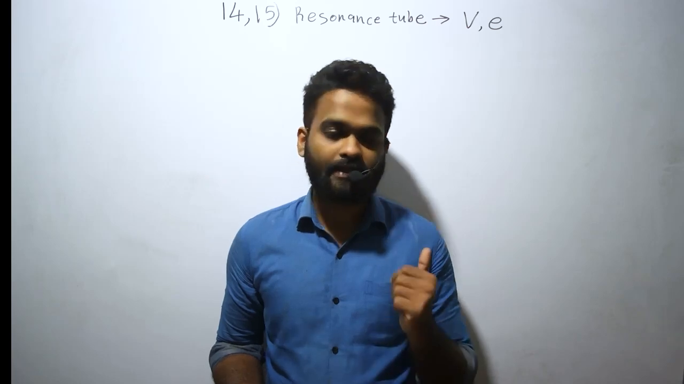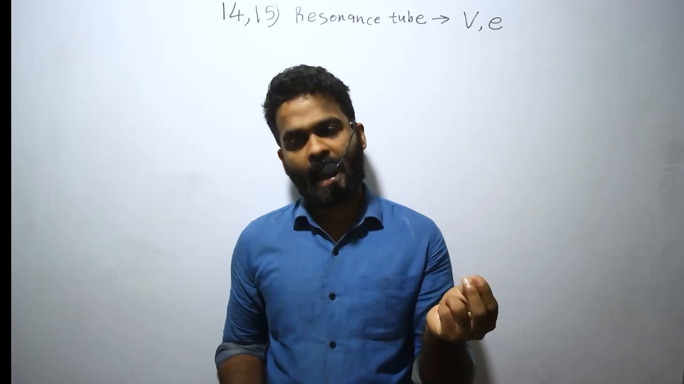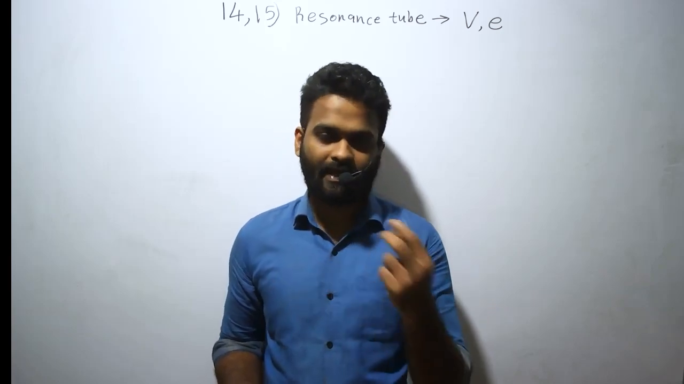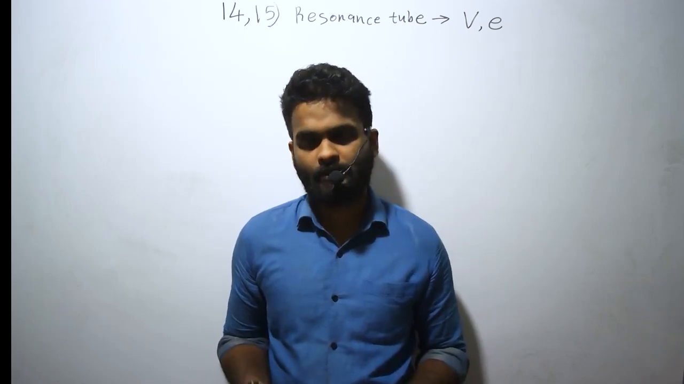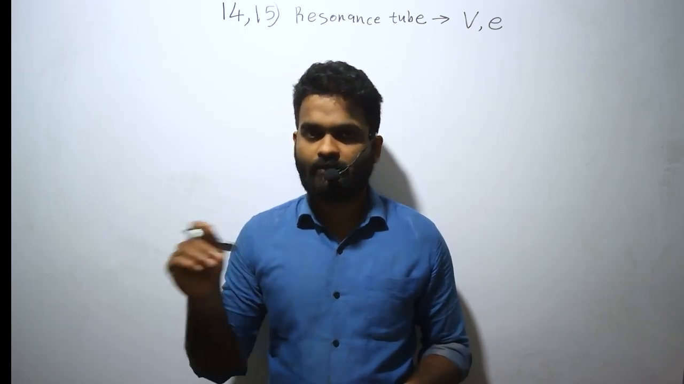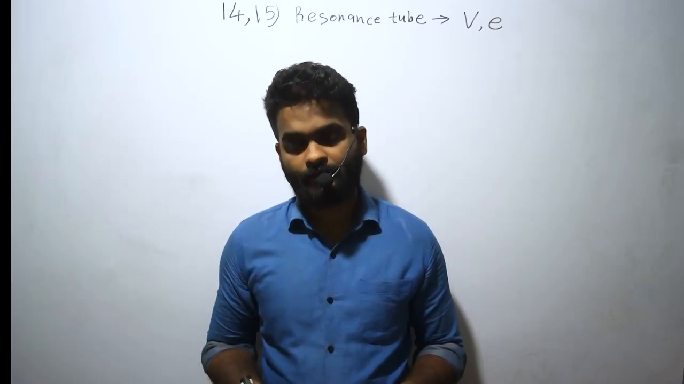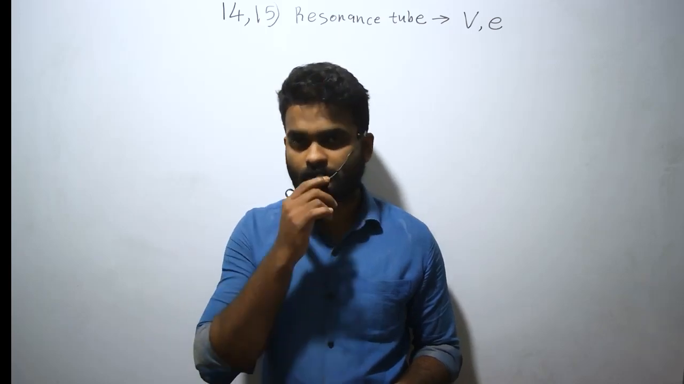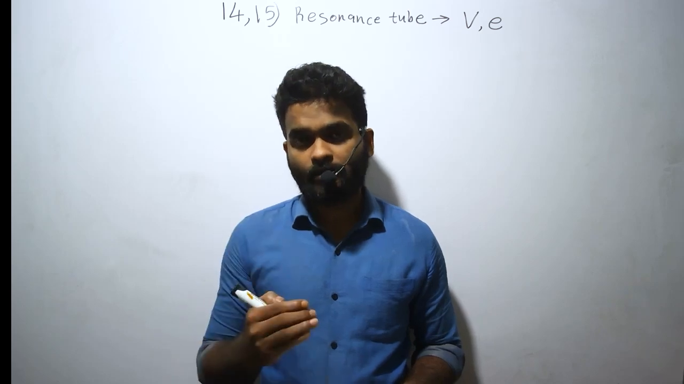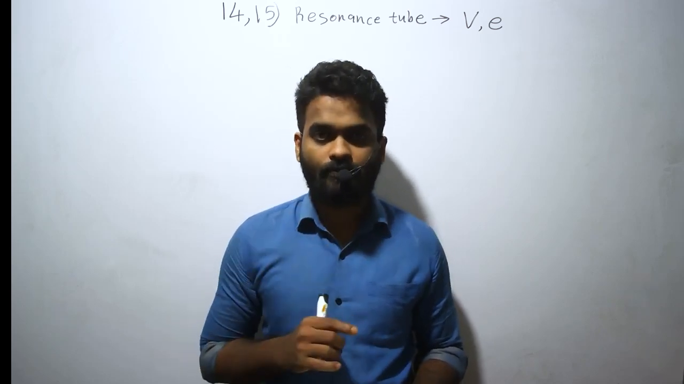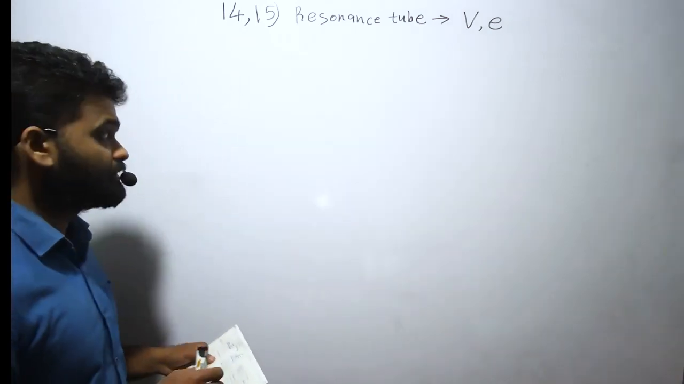For the 14th experiment, we will be using just one fork, and by a direct calculation, we can find the velocity of sound. It will be less accurate, because we are not using a graphical method. But in the 15th experiment, we will be using a graphical method. For that, we will need a set of tuning forks instead of just one fork. Okay, then this is the experimental setup.